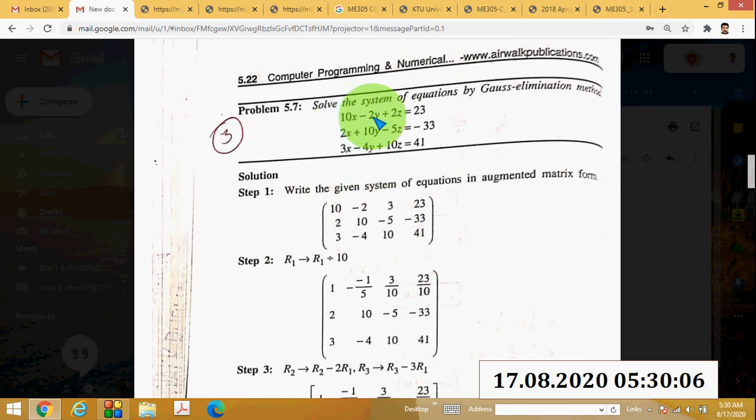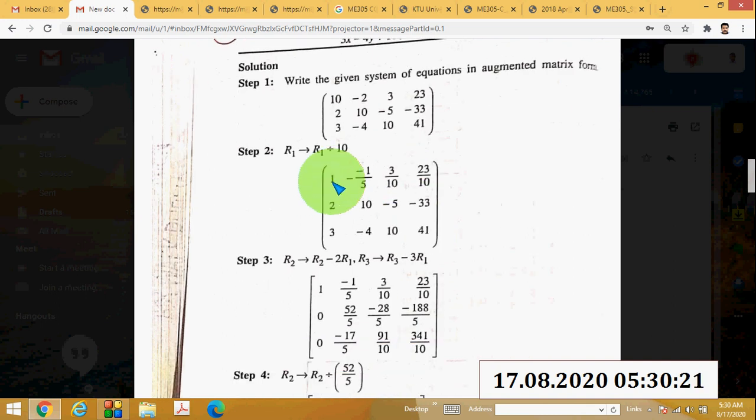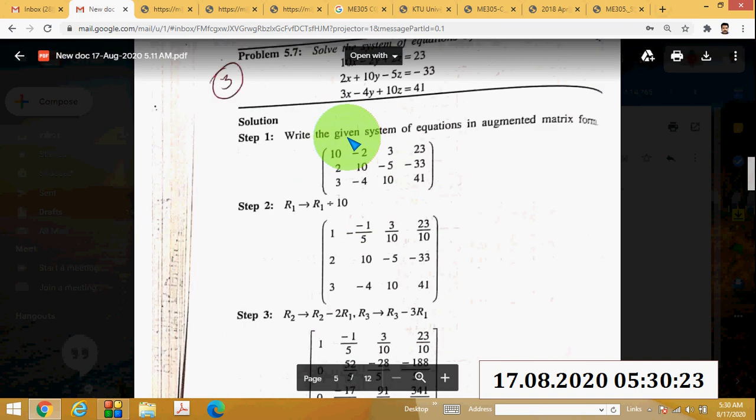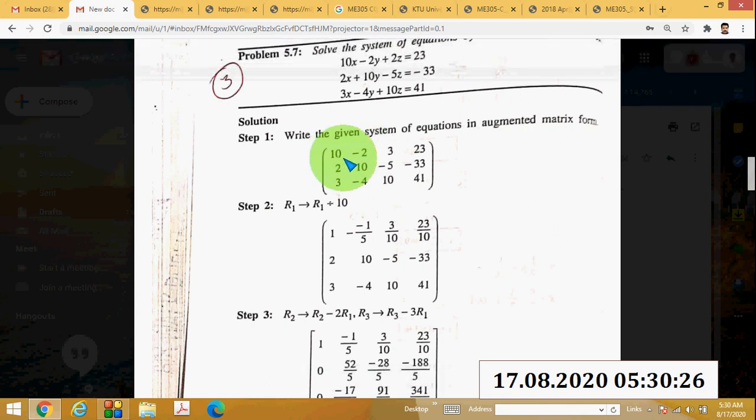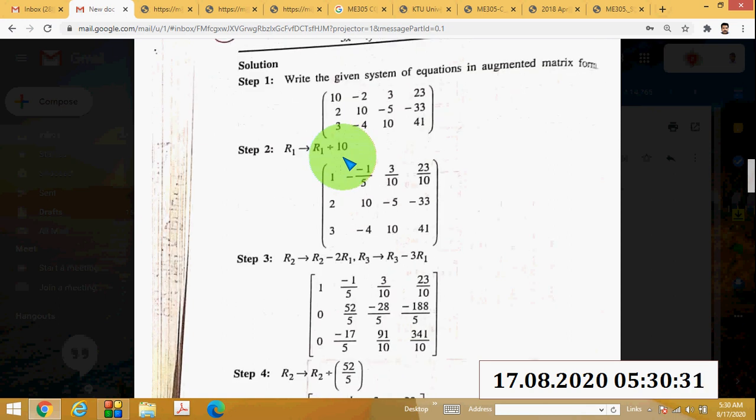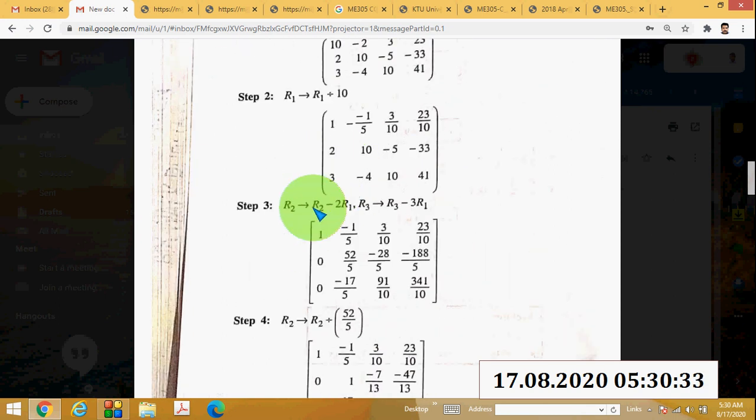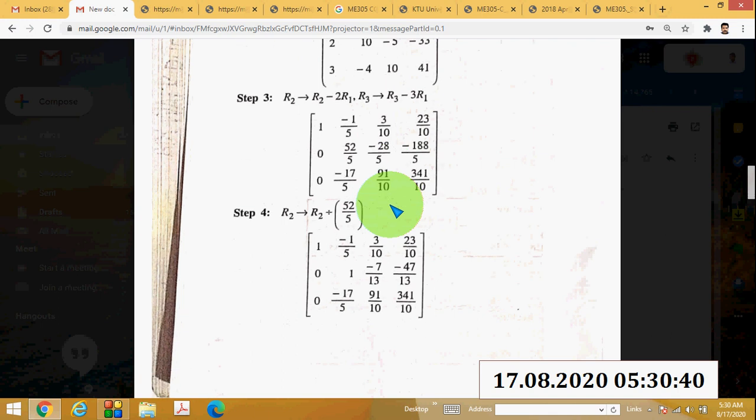So the coefficient matrix is 10, minus 2, 2, 23, then 3, minus 4, 10, 41 for the other rows, and 2, 10, minus 5, minus 33. Then apply row transformations. First you have to divide the first row by 10 such that this value becomes 1, so R1 tends to R1 by 10. Then next you do some row transformations, that is R2 tends to R2 minus 2 R1, R3 tends to R3 minus 3 R1.